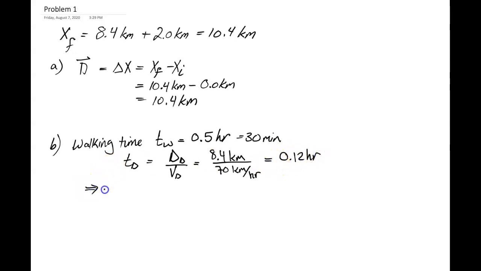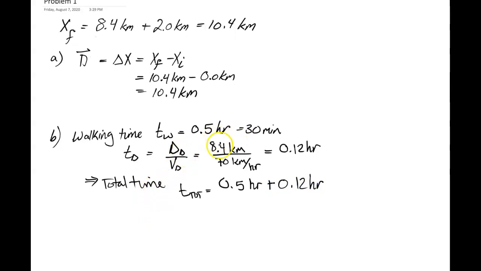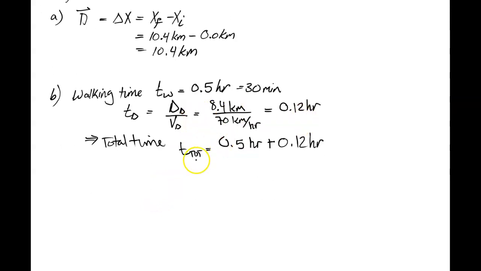So this means that the total time, T sub total, is going to be the walking time of 0.5 hours plus the driving time of 0.12 hours. This is the same as 0.62 hours.